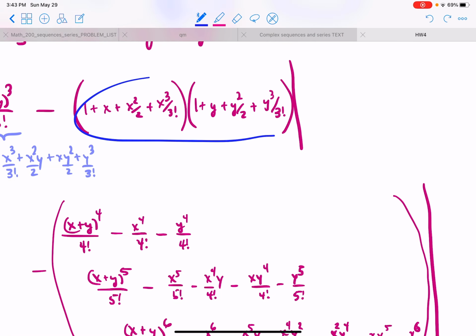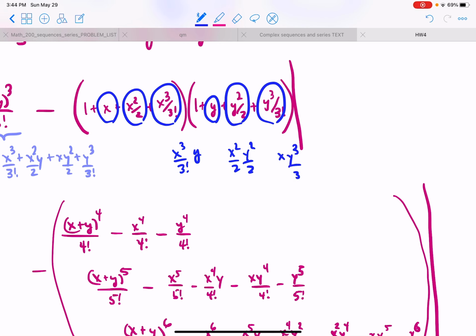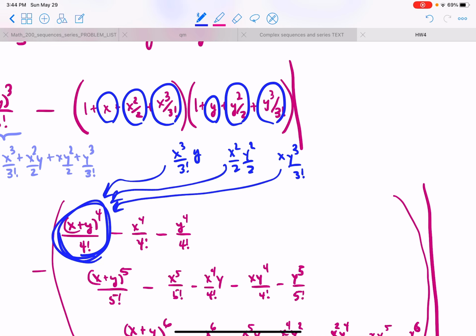If I multiply this out, how do I get x to the 4th? I'll get this times this, x to the 3rd over 3 factorial times y over 1. I'll get this times this, which is x squared over 2, y squared over 2. And I'll get this times this, that's also total degree 4, x y to the 3rd over 3 factorial. And you'll see that those would occur. They're in here. This is in here. This is in here.